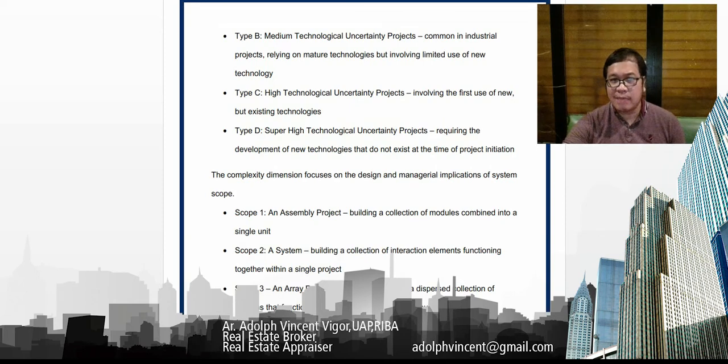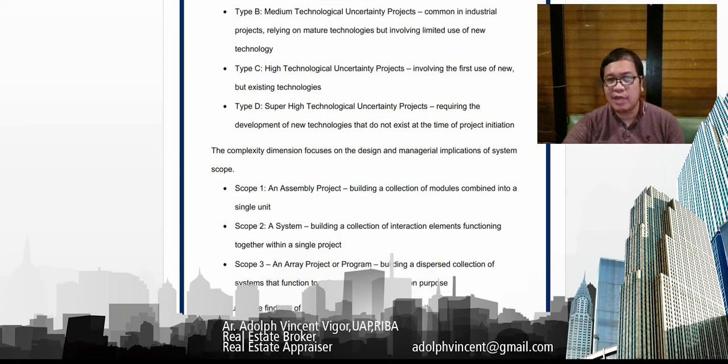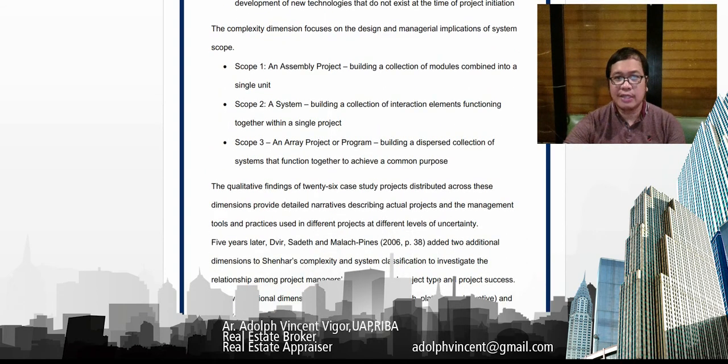Or scope 2, a system, building a collection of interacting elements functioning together within a single project. Then scope 3, an array project or program, building a dispersed collection of systems that function together to achieve a common purpose. Then, the qualitative findings of 26 projects distributed across these dimensions provide detailed narratives describing actual projects and the management tools and practices used in different projects at different levels of uncertainty.